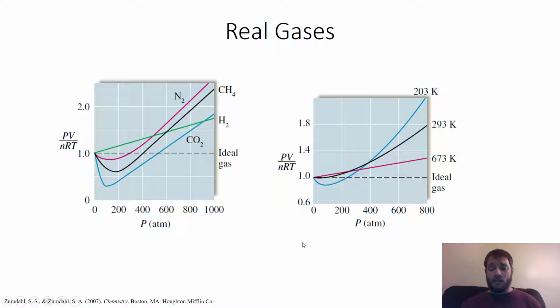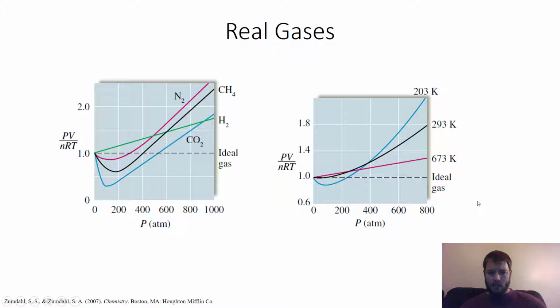If you were to do the same graph, but instead of changing the gas types, you just did it for, I think this is a graph for nitrogen, you'll see that the line goes closer to ideality as you raise the temperature. See how the nitrogen, the pink line over here, matches the blue line over here. We could see that this is nitrogen at 203 Kelvin, but as we increase the temperature from 203 Kelvin to 293 Kelvin, the line approaches that ideality line of 1.0, and if we raise the temperature even more to 673 Kelvin, then we get even closer to ideality.